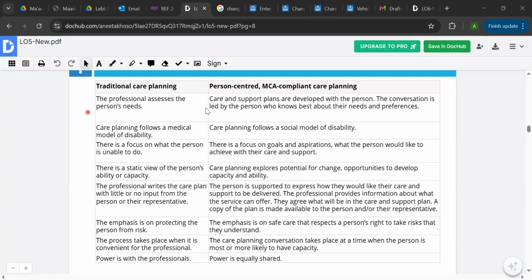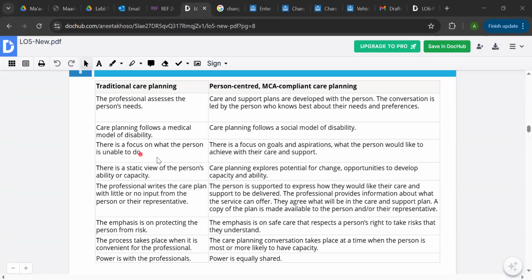In traditional care planning, there was the professional who assesses the person's need. It was always the doctor, the GP who was assessing. Whereas in the person-centered approach, there were care and support plans developed with the person, and the conversation was led by the person. So the person was in conversation with the system or the GP, and the care plan was led according to their wishes, their needs, their requirements, their preferences.